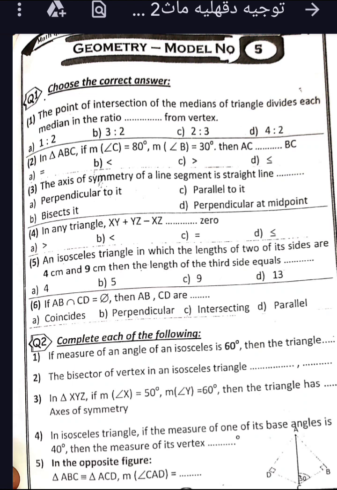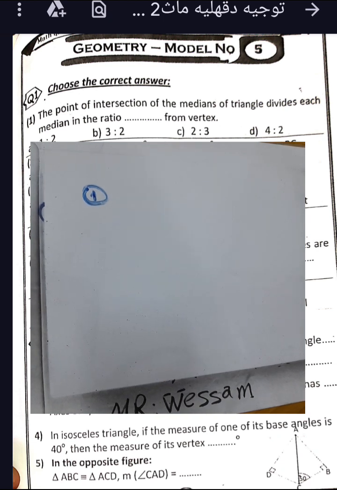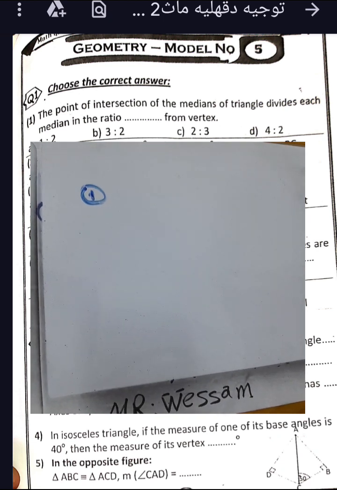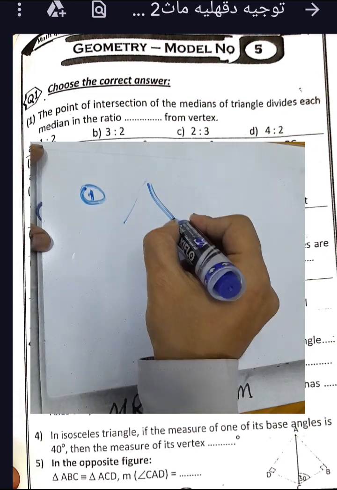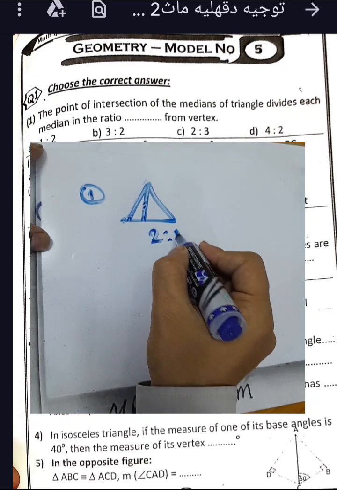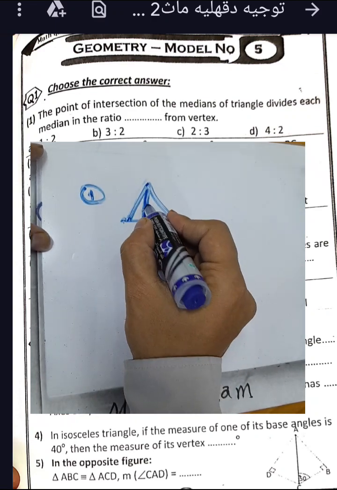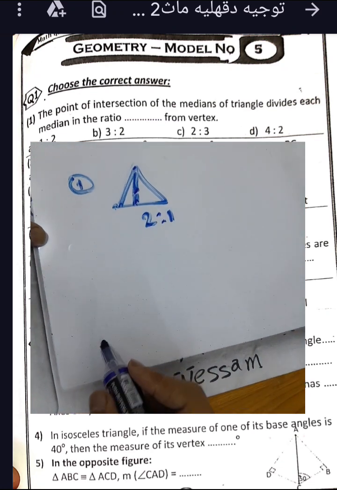Question number 1. The point of intersection of the medians of a triangle divides each median in the ratio 2 to 1 from the vertex. We have here a triangle, and this is the median divided 2 to 1 from the vertex: the vertex part 2 and the other part 1. The ratio at the median point will be 2 to 1.